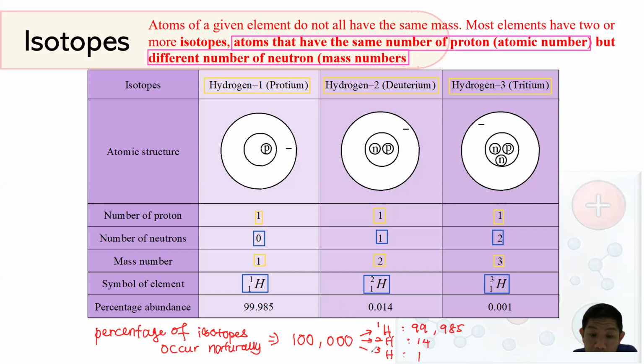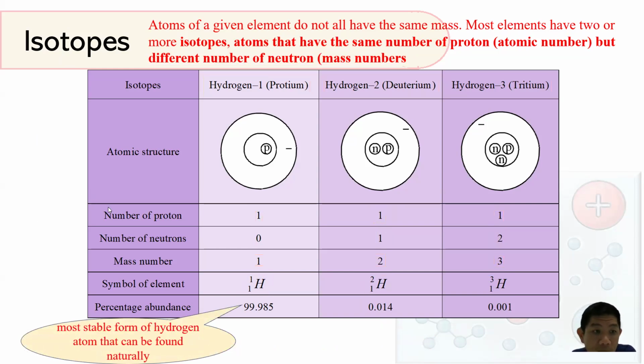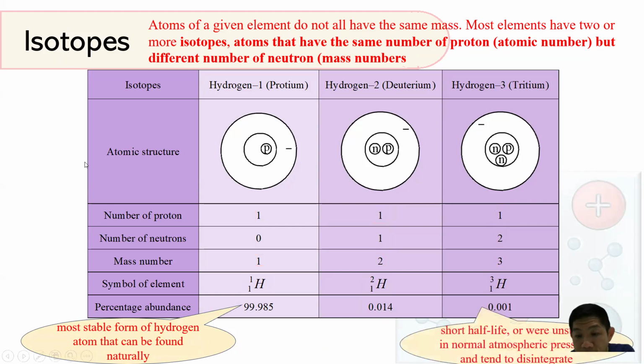Okay, so from here you need to understand why certain isotopes have a high percentage of abundance and certain isotopes have a low percentage of abundance. The isotope with a high percentage of abundance is the most stable form of the atom that can be found naturally. Whereas the isotopes with the lowest percentage of abundance are unstable isotopes, because they have a short half-life and tend to disintegrate.